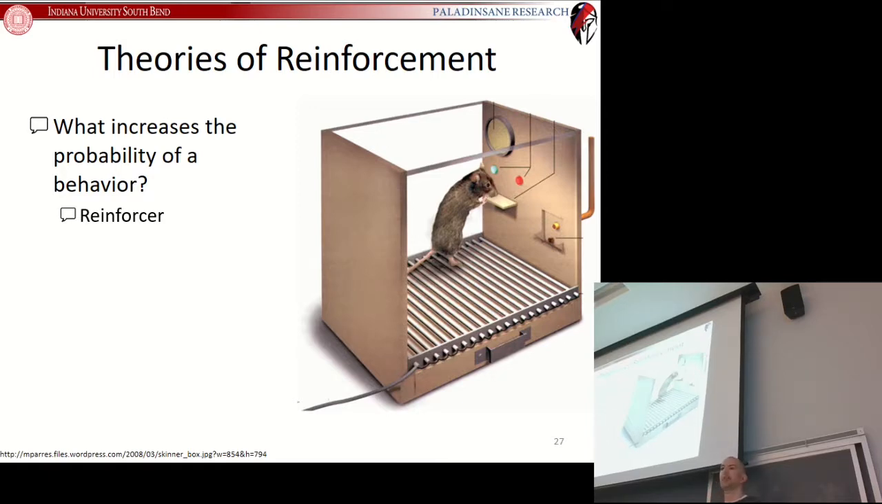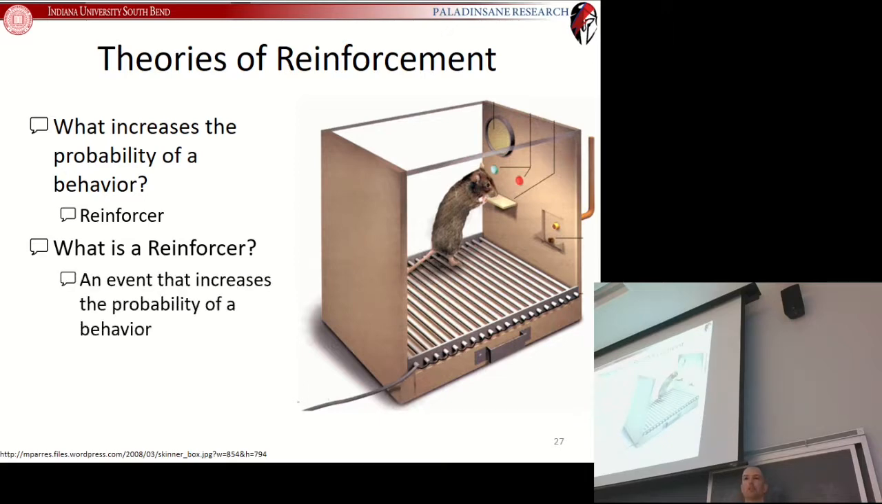So if you were to ask, I want to increase the probability of a behavior. I have a good behavior in a subject that I'm working with, right? And I want to increase that behavior. What can I do to increase that behavior? And a psychologist would say, follow the behavior with a reinforcer. Give them a reinforcer after that behavior. And then the person might say, well, that's great. What's a reinforcer? And the psychologist would say, well, a reinforcer is anything that increases the probability of a behavior.